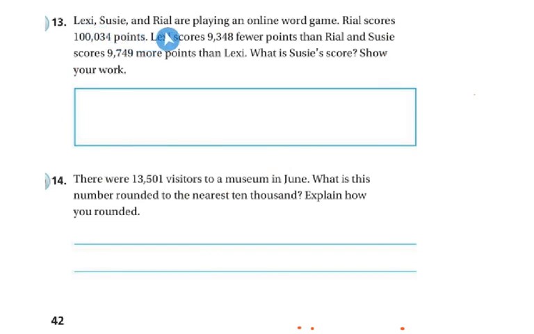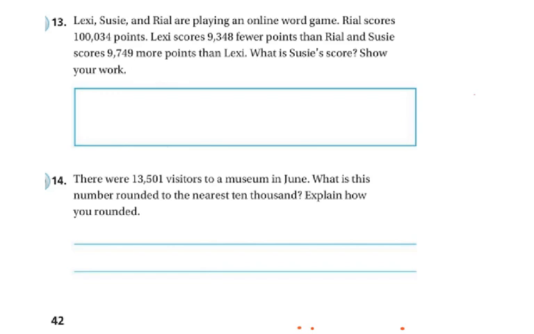So Lexi, Susie, and Rael are playing an online word game. Rael scores 100,034 points. Lexi scores 9,348 fewer points than Rael. And Susie scores 9,749 points more than Lexi. What is Susie's score, and show your work?